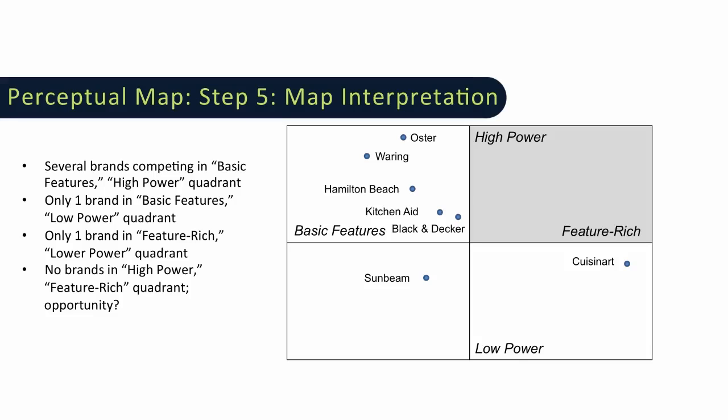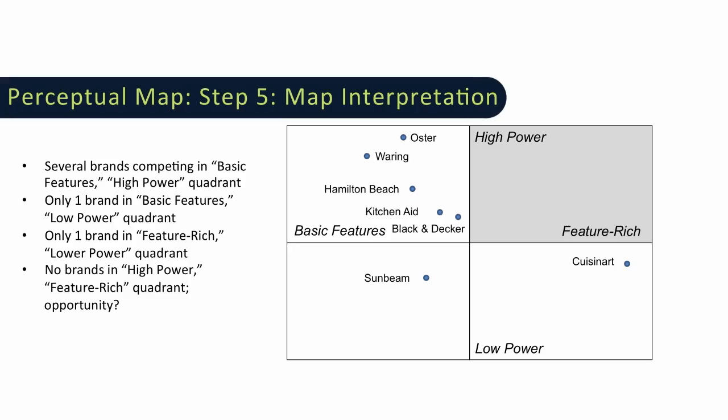We see that several brands are competing in the basic features high-power quadrant. We notice that some brands are perceived very similar to each other, such as KitchenAid and Black & Decker, because they're near each other on the map. We also notice that some quadrants have only one brand, such as Sunbeam in the lower left and Cuisinart in the lower right.